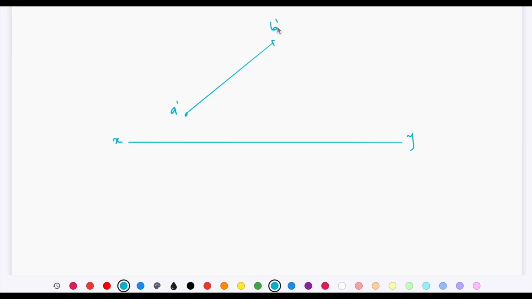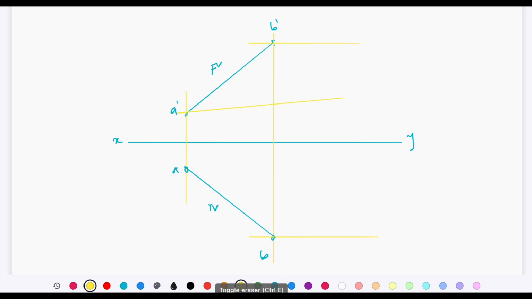So this is A dash B dash, on the same projector through A dash, projector through B dash. Let's say here you have got the point A and here you have got the point B. Connect those 2 points. Okay, so this is front view and this is top view. Now when you locate true length, first draw a locus through B dash, draw a locus through B, draw a locus through A dash, and draw a locus through A.